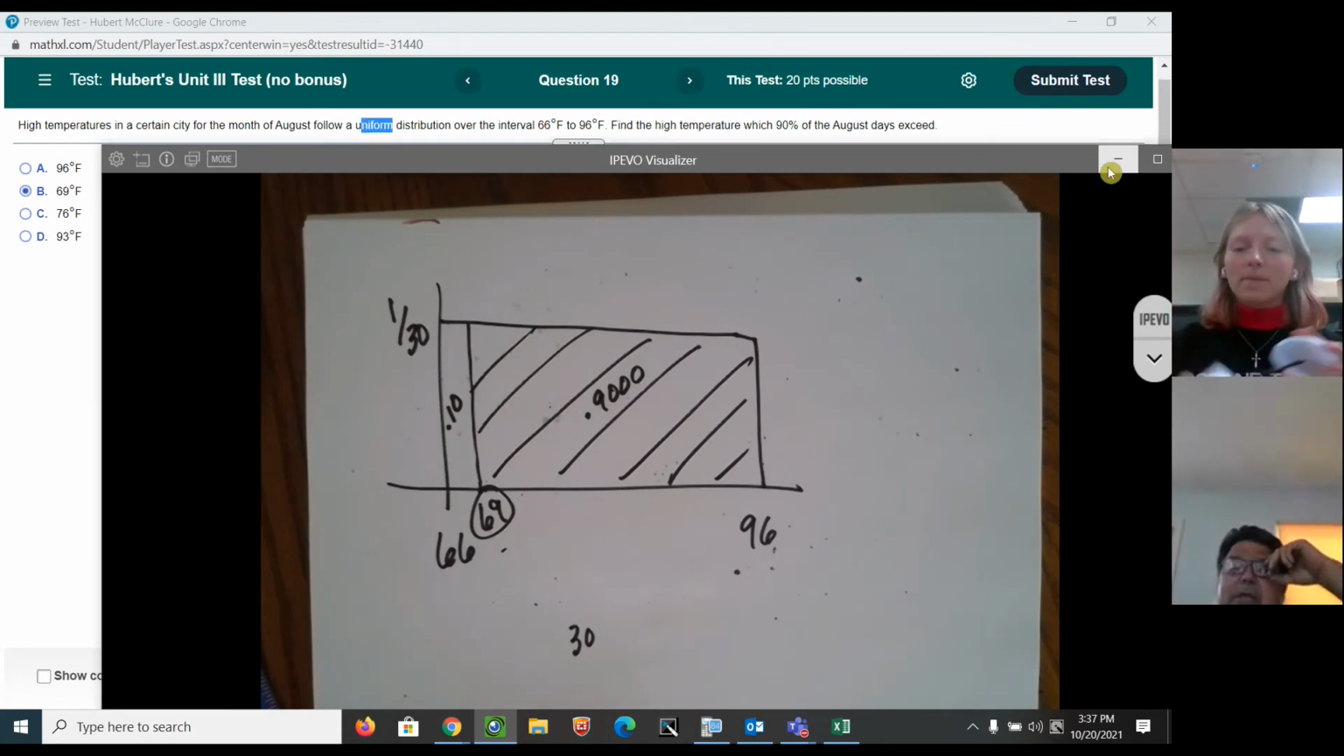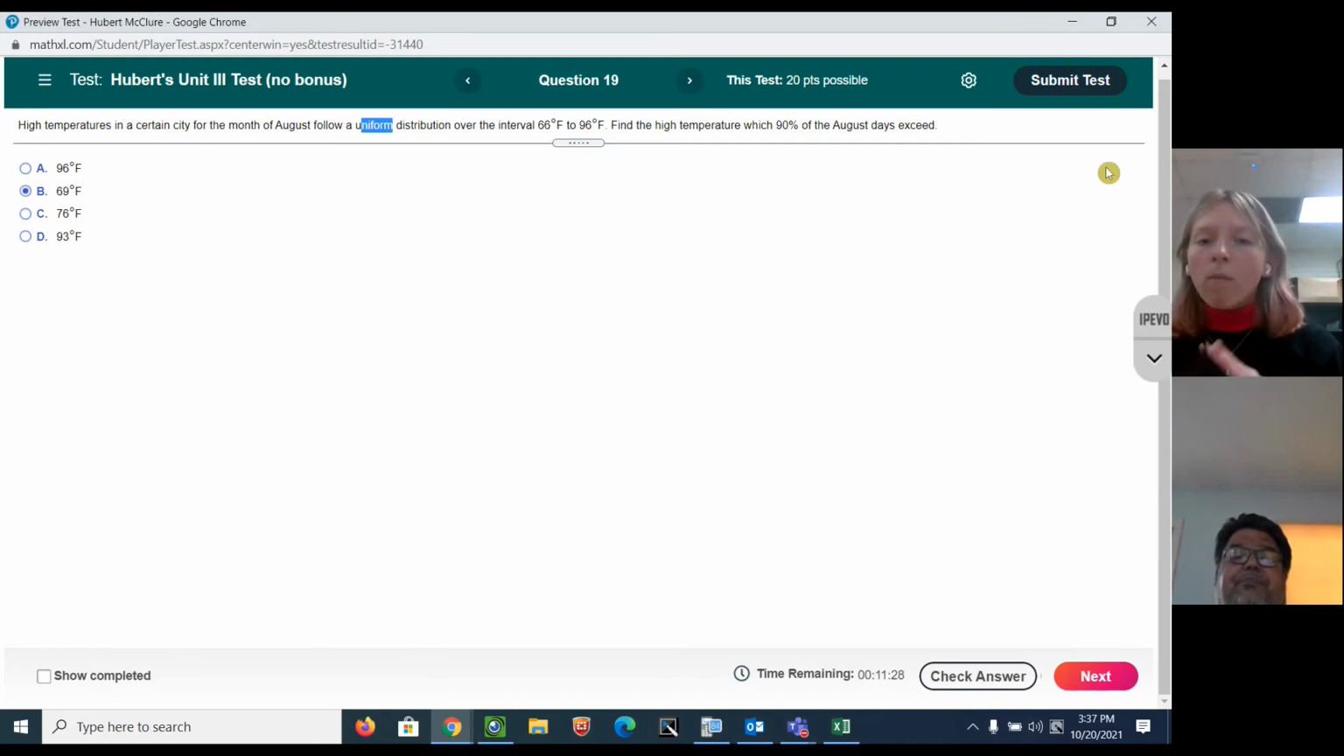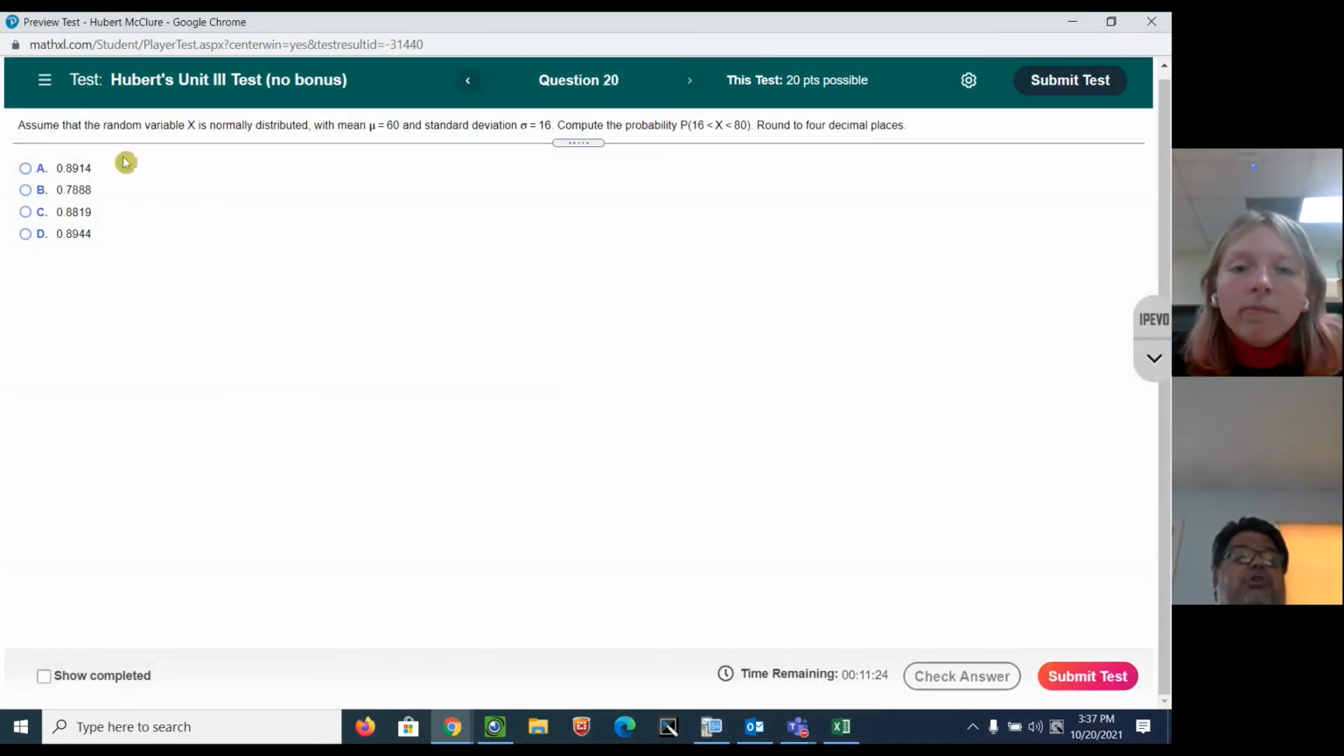So now let's see what the last question says. Assume that a random variable x is normally distributed with a mean of 60 and standard deviation. Compute, okay, this is a normal curve.